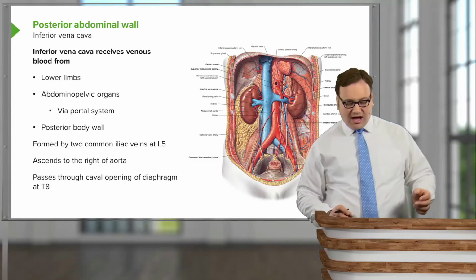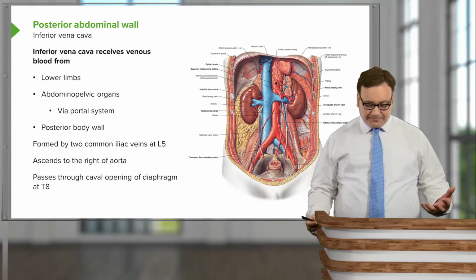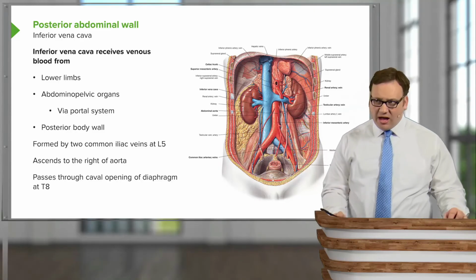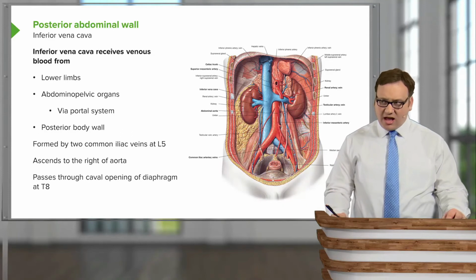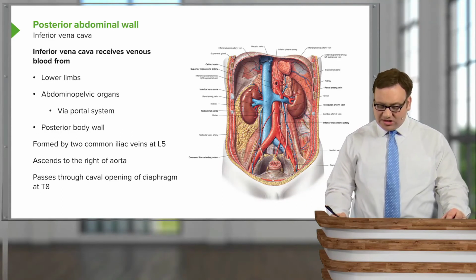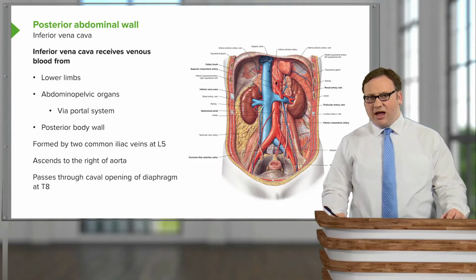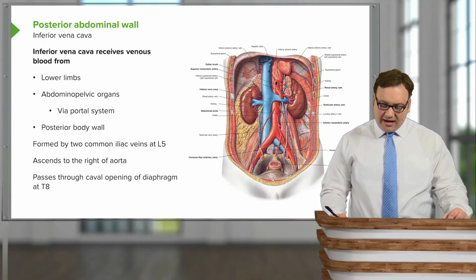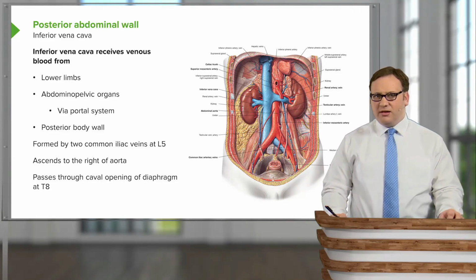So the inferior vena cava receives all its venous blood from the lower limbs, does this by way of common iliac and the external iliac vein. It also receives blood from the posterior body wall via some lumbar veins, and it also receives blood from the pelvis via internal iliac veins. Finally, it's going to receive blood via the hepatic veins, which is taking blood directly from the liver.